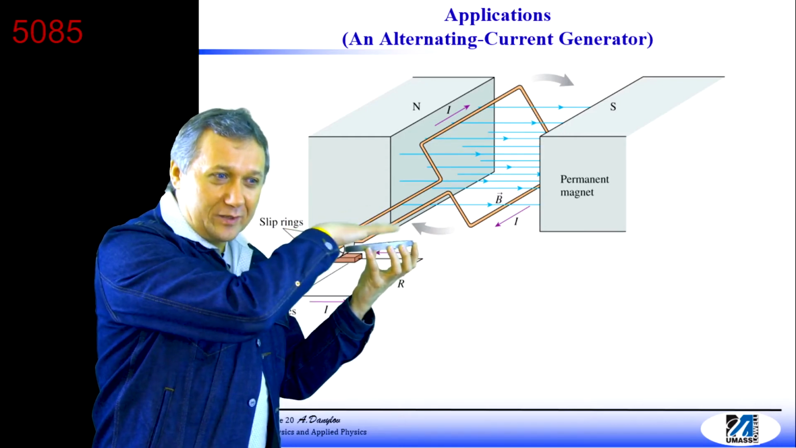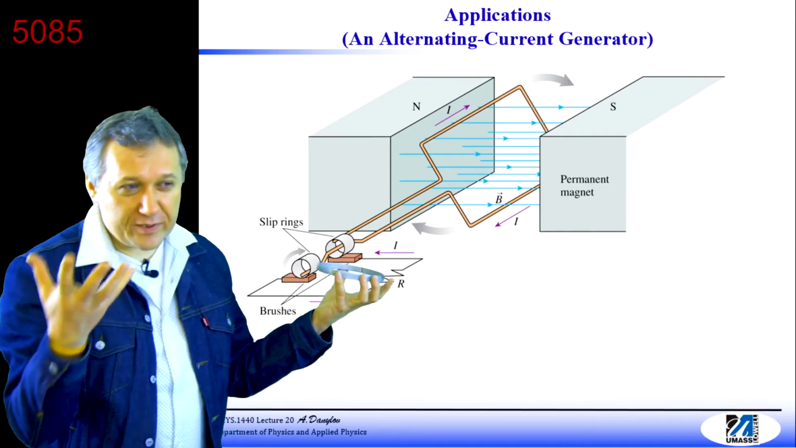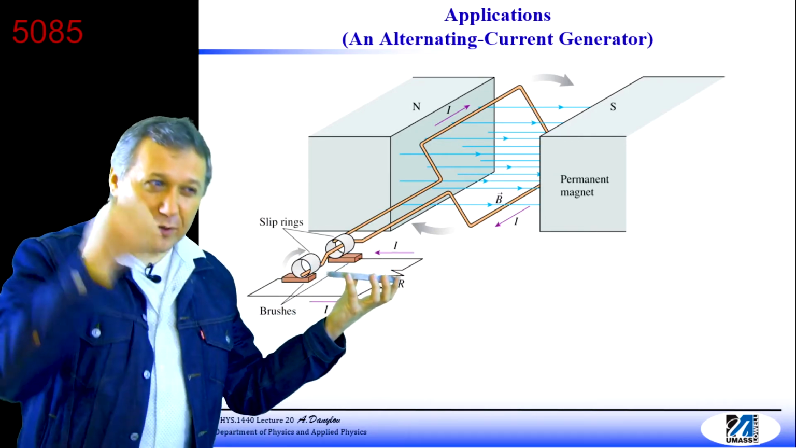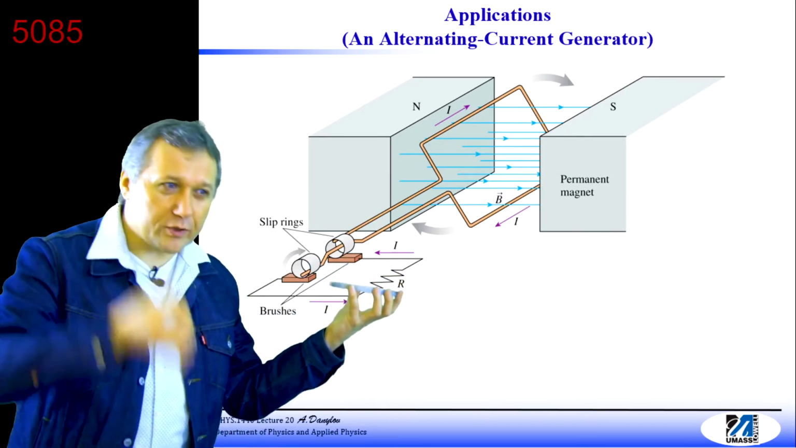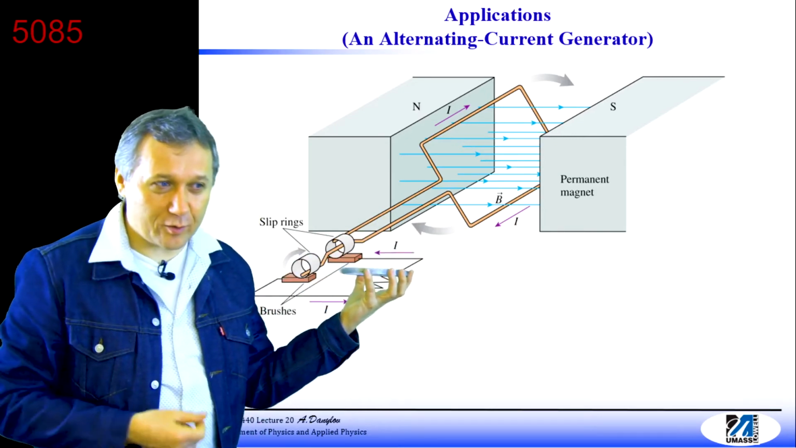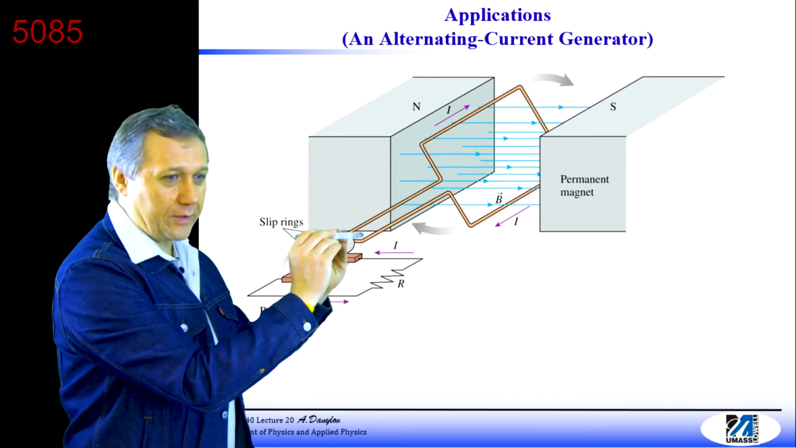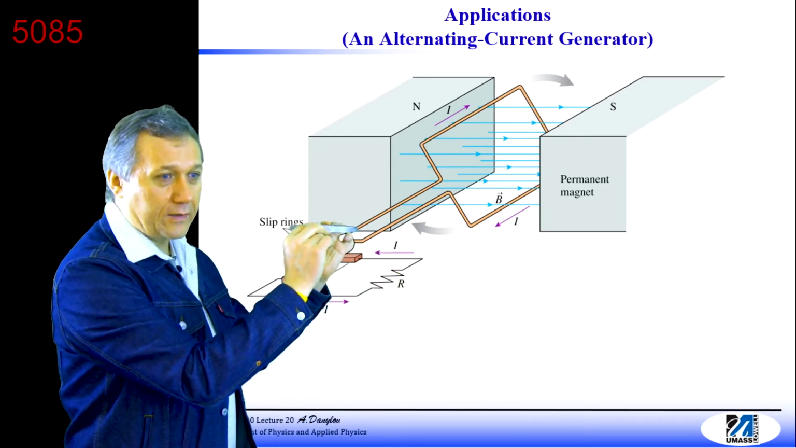Magnetic field lines are parallel to the surface. So as a result, you remember the physical meaning of the magnetic flux. It's the number of magnetic field lines crossing a surface. In this case, if magnetic field lines are parallel, they cannot cross the surface, so the flux is 0. And now let's start turning, spinning it. So right now the flux is 0.